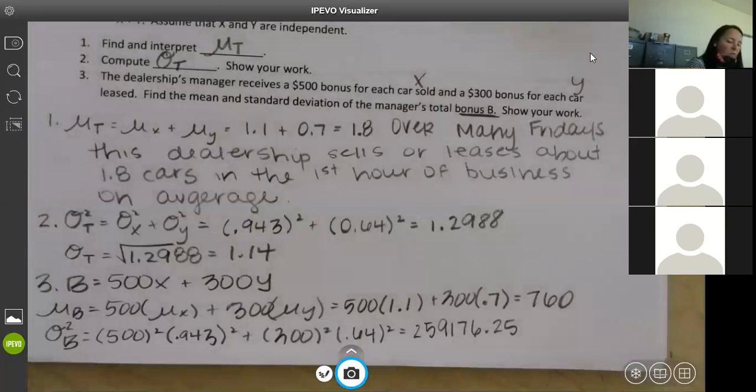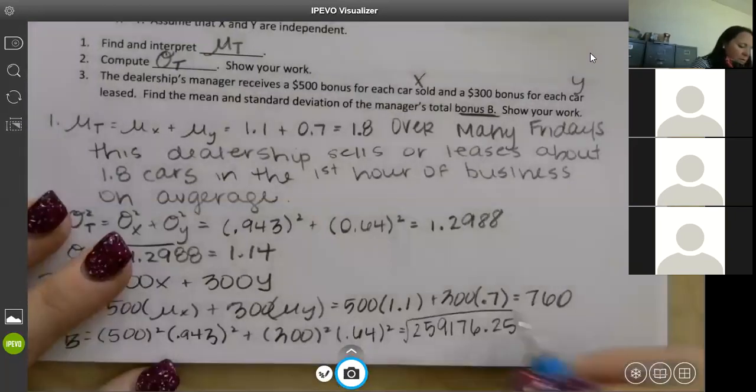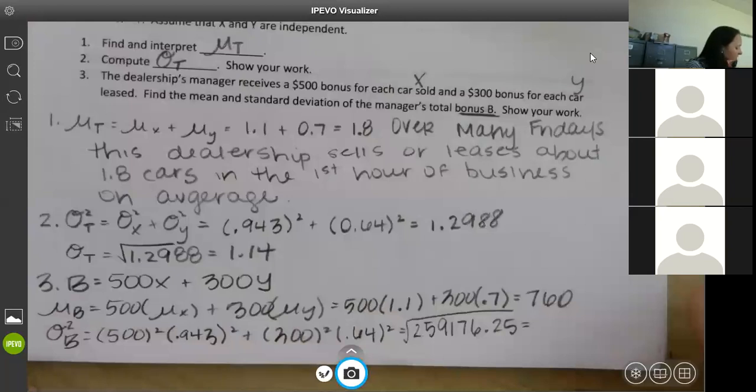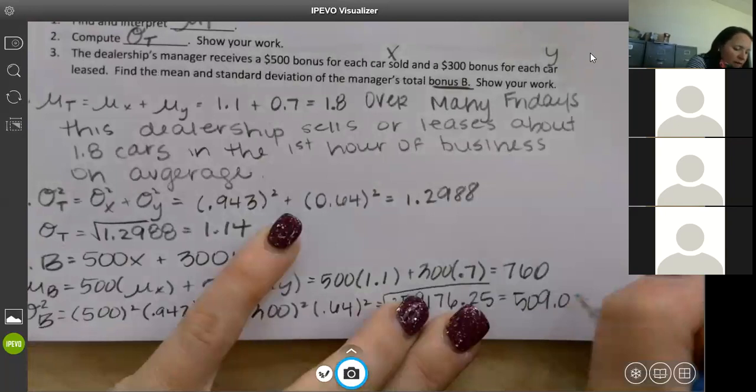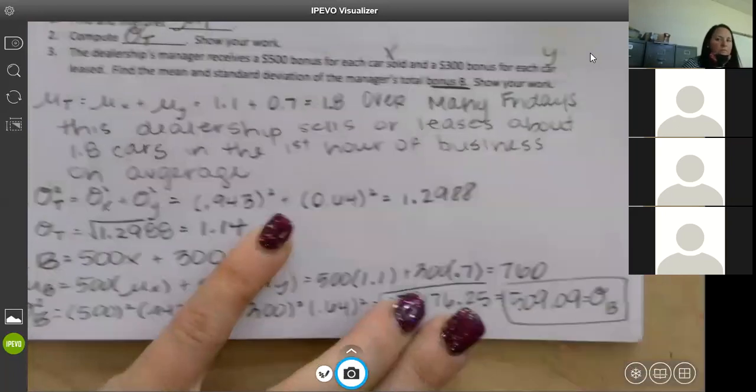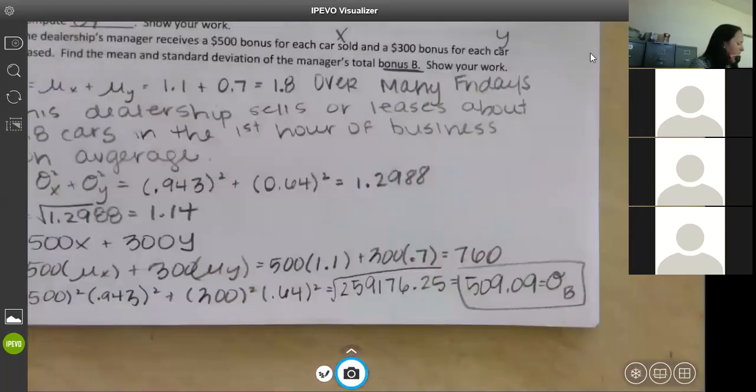All right. So then we square root to get our standard deviation, and we get 509.09, which is our standard deviation of our total. So what does that mean? Yeah, you could typically be off $509 from your bonus, give or take.